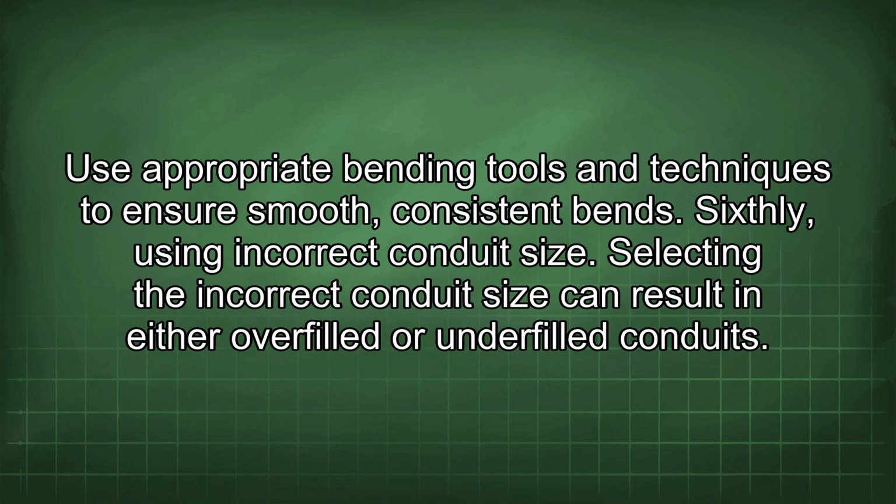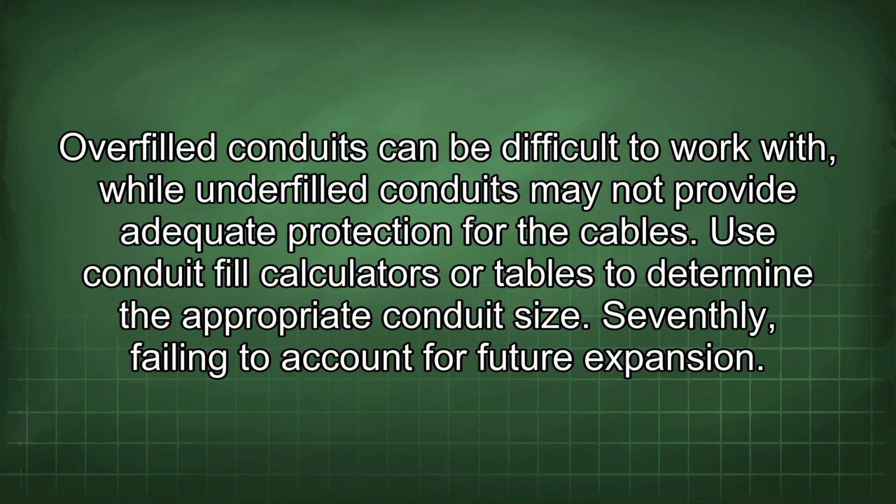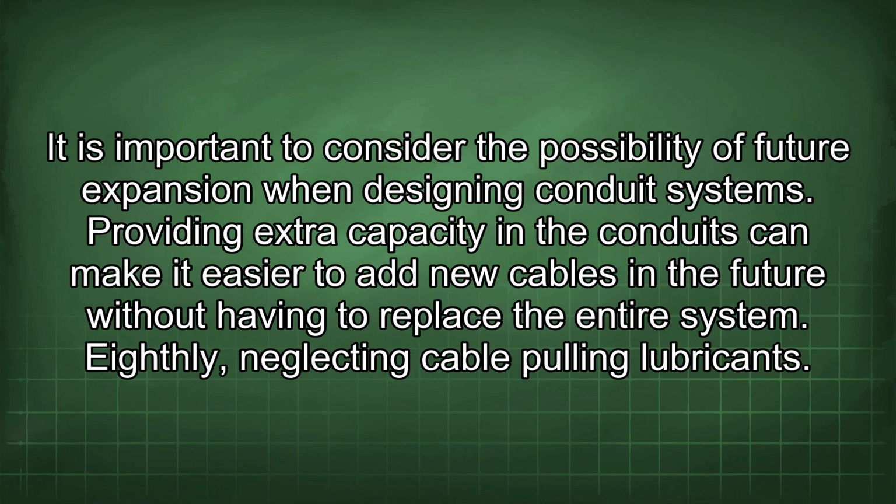Sixthly, using incorrect conduit size. Selecting the incorrect conduit size can result in either overfilled or underfilled conduits. Overfilled conduits can be difficult to work with, while underfilled conduits may not provide adequate protection for the cables. Use conduit fill calculators or tables to determine the appropriate conduit size. Seventhly, failing to account for future expansion. It is important to consider the possibility of future expansion when designing conduit systems. Providing extra capacity in the conduits can make it easier to add new cables in the future without having to replace the entire system.